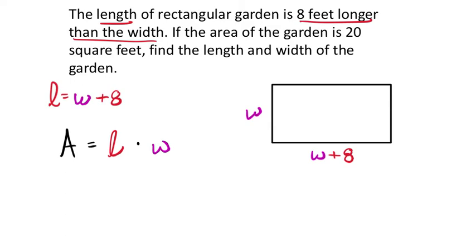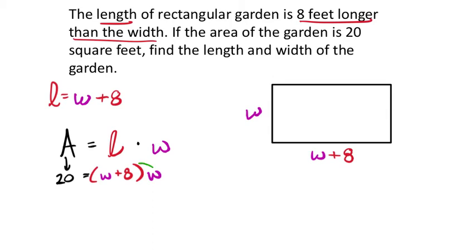So over here in the formula, they did give us the area. It was 20 square feet. And this is going to equal the length, which again is the expression, the width plus 8 more. Then, of course, this is still being multiplied by the width, okay? So this is my equation that I've got to solve for both the length and the width. But you can see I now have an equation that just has the width inside of it. So when I solve this equation, I will have the width.